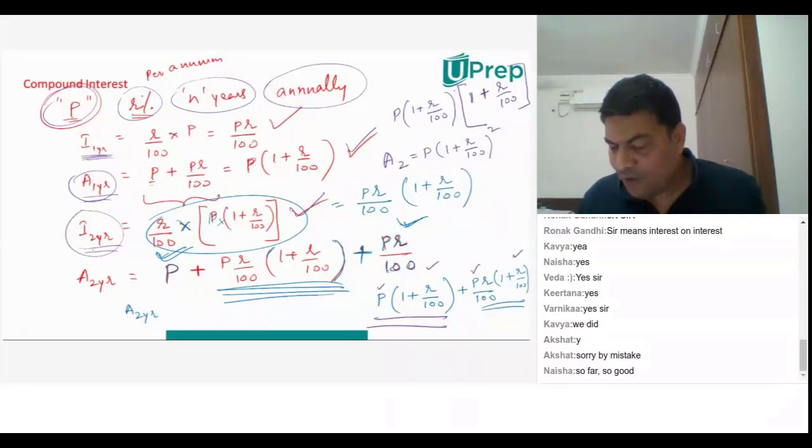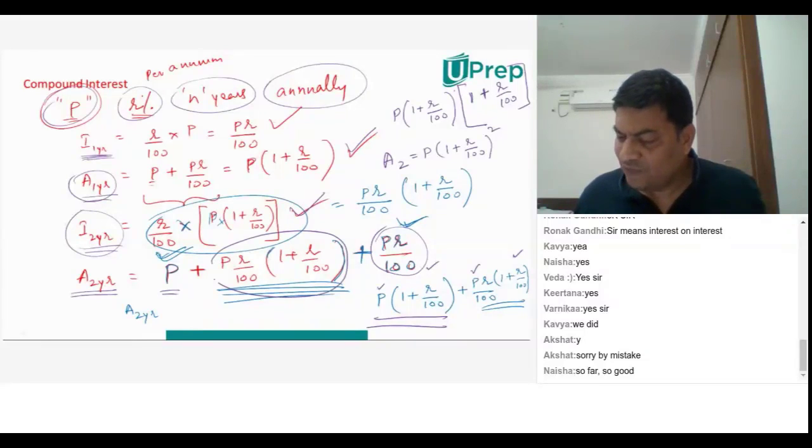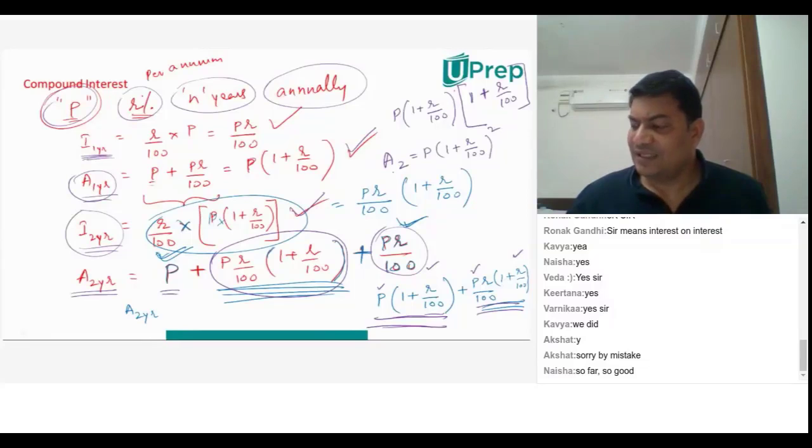Now we want to calculate the amount at the end of 2 years. Amount at the end of 2 years is nothing but principal plus interest at the end of 1 year plus interest at the end of 2 years. We just added them up. What we did all this while is just simplification of that, and we realized that the amount at the end of 2 years comes as P into 1 plus R by 100 whole square.